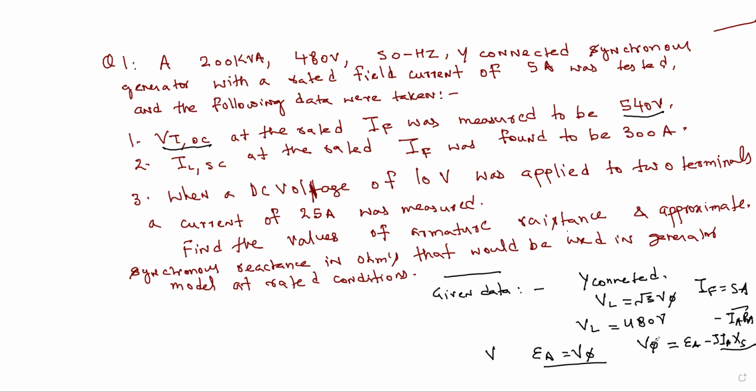Another information given is the load current, that is your line current. Now in the star case, I line and I phase would be the same, so that is equal to 300 amperes. That is the given data. Now you have to find the resistance.